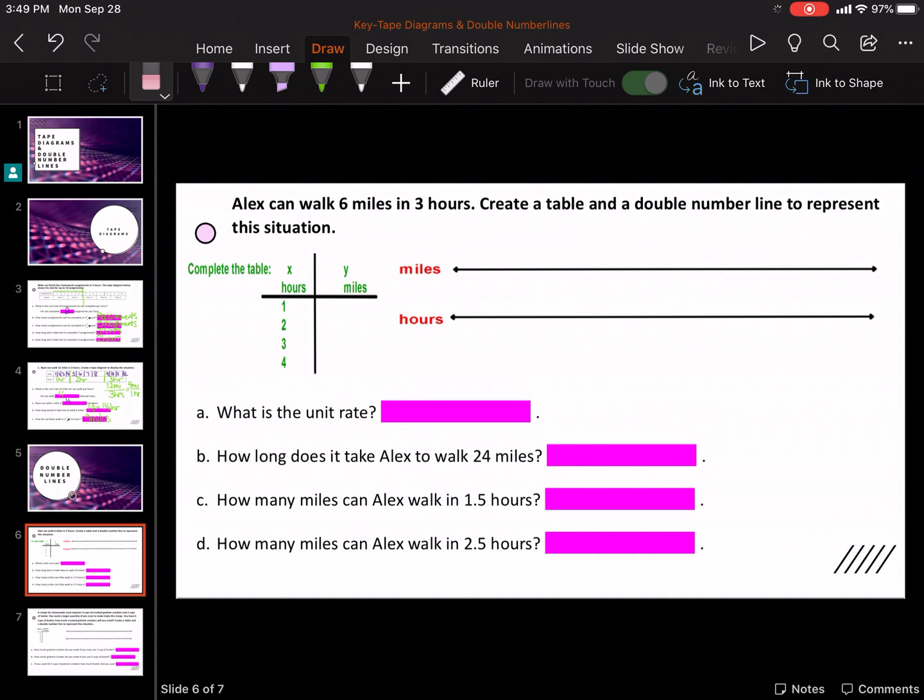So Alex, again, the 2 are going to correspond. Alex can walk 6 miles in 3 hours. Create a double number line to represent the situation. So in 3 hours, he could go 6. Okay, so think about it.